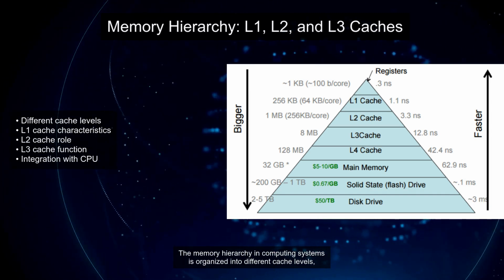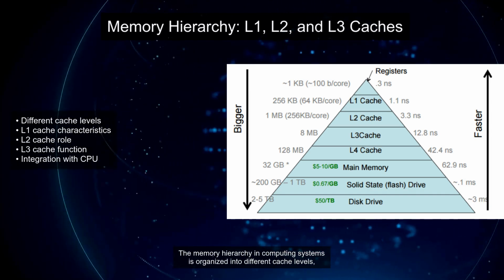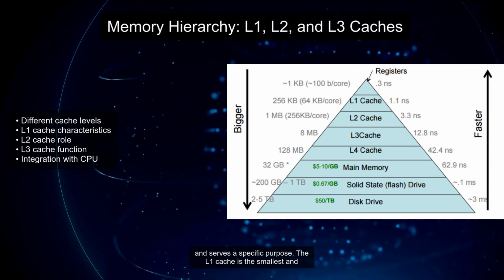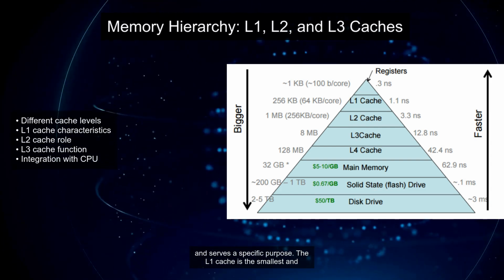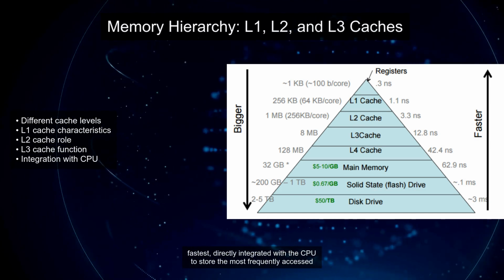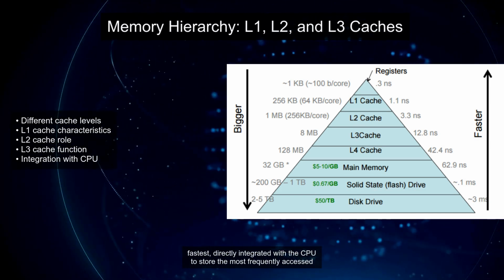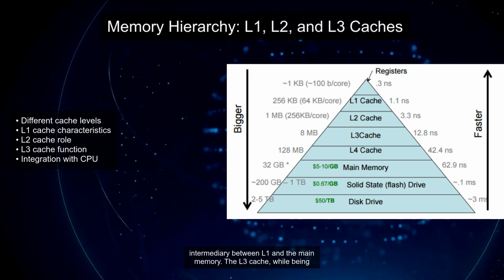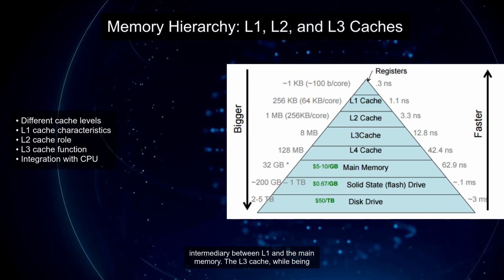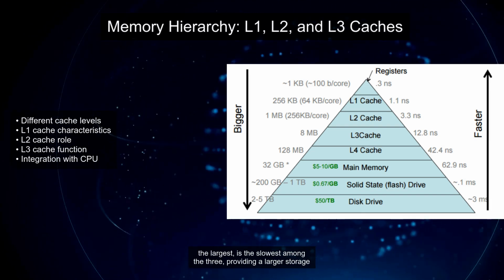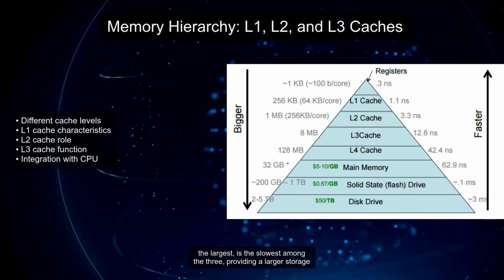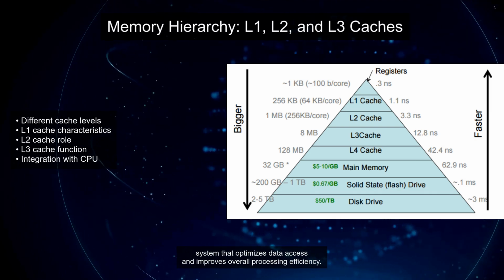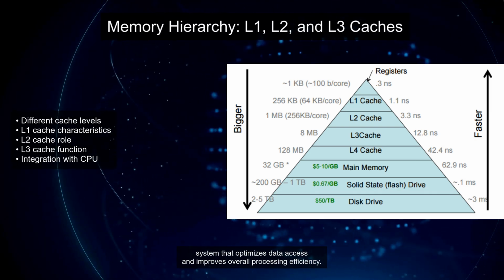The memory hierarchy in computing systems is organized into different cache levels, commonly known as L1, L2, and L3. Each level has distinct characteristics and serves a specific purpose. The L1 cache is the smallest and fastest, directly integrated with the CPU to store the most frequently accessed data. The L2 cache is larger but slightly slower, acting as an intermediary between L1 and the main memory. The L3 cache, while being the largest, is the slowest among the three, providing a larger storage buffer for less frequently accessed data. Together, these caches form a cohesive system that optimizes data access and improves overall processing efficiency.